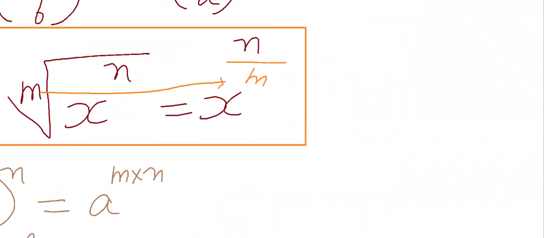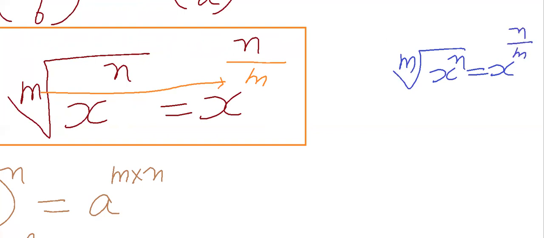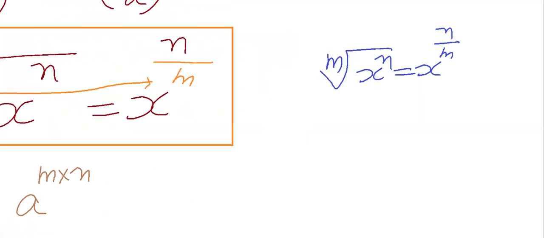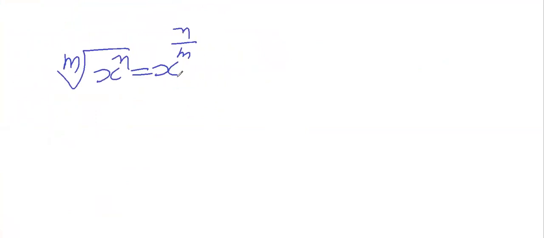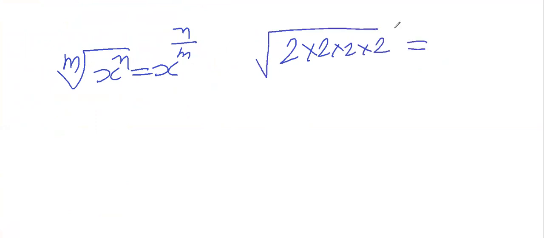The mth root of x to the power of n. What is this? It is x to the power of n by m. For that we need to understand what we mean by square root. So you know 2 into 2 into 2 into 2. If I want to find the square root of this, what will be the answer? I am going to pair this, and I will get only 2 into 2, which is nothing but 4. 4 will be the answer here.